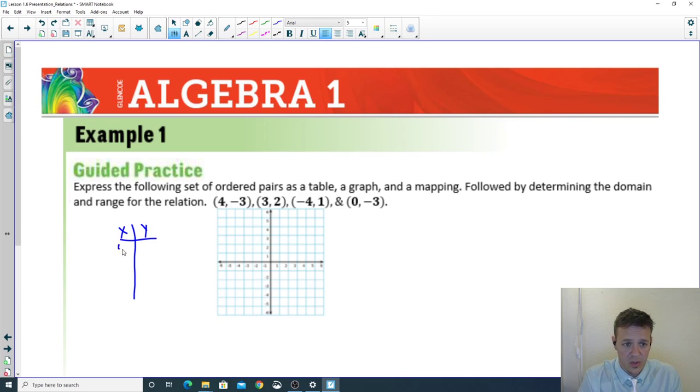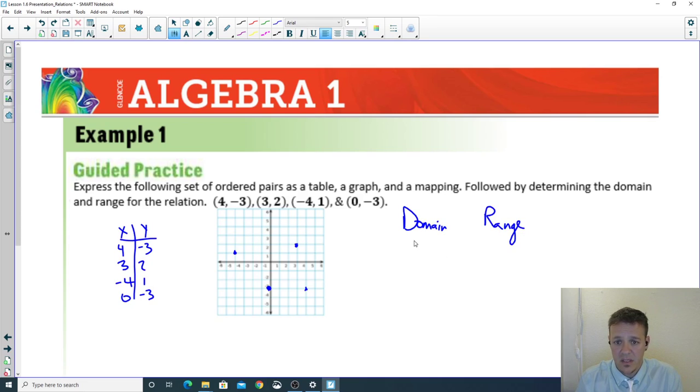And then as you go through, you would go 4, -3, 3, 2, -4, 1, and 0, -3, just like that, right? And then as you plot your points out, you go 4 over, -3 down, 3 over, 2 up, -4, 1 up, and then 0, -3, right? So there's your points. And then your last thing is your domain and your range for our mapping, right?